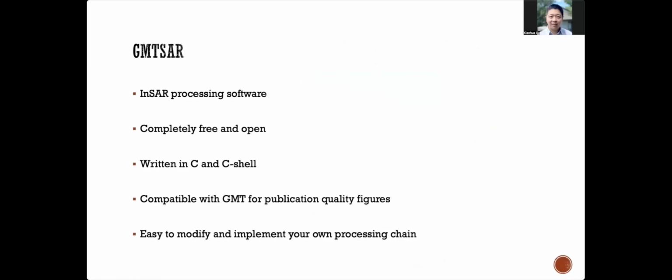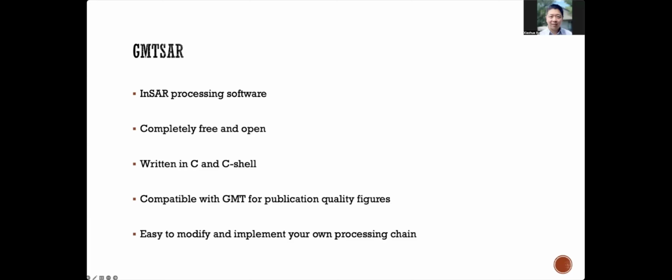It is written in C for most of the processing modules and C shell for connecting them together. We promise that there will be Python modules in the future to replace the C shell scripts. The product of GMTSAR is, in fact, fully compatible with GMT for immediate use to produce publication quality figures, which makes things really easy to handle if you are already familiar with GMT, of course.